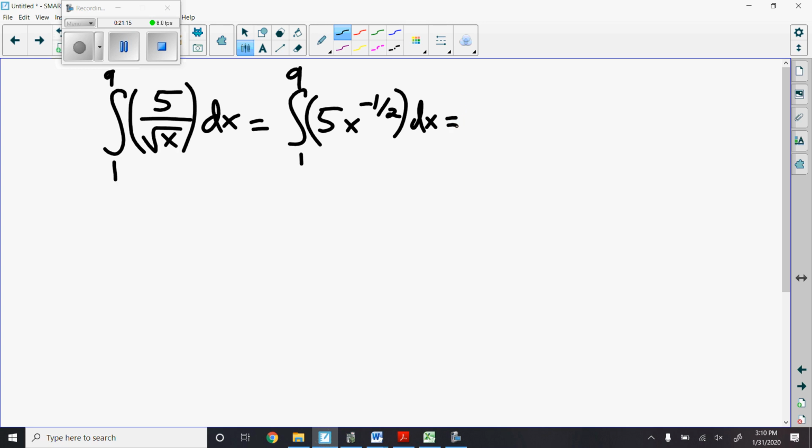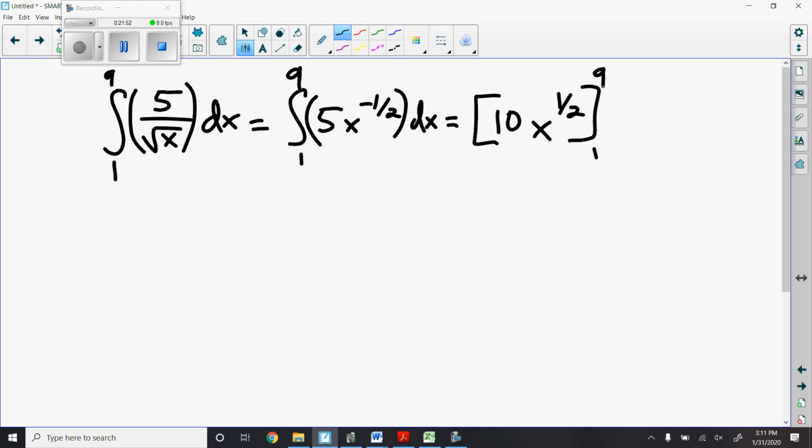Again, I know square root means half power. It's also in the denominator, so I need to move it up to the numerator. So that makes it a negative half. And again, now I'm going to bump and divide. So I'm going to bump my power up by 1. Negative half plus 1 is positive half. I'm going to divide by half. But again, anytime I divide by a fraction, I multiply by the reciprocal. So instead of doing 5 divided by a half, I'm going to do 5 times 2. 5 times 2 is 10.